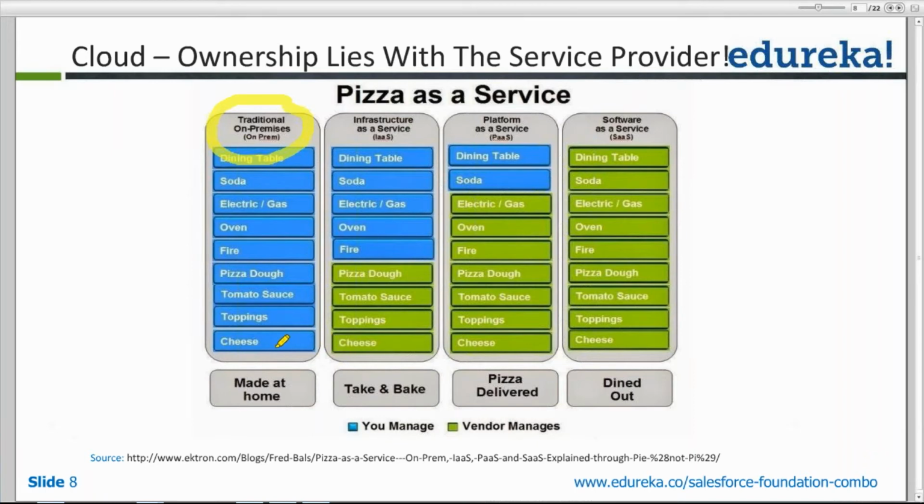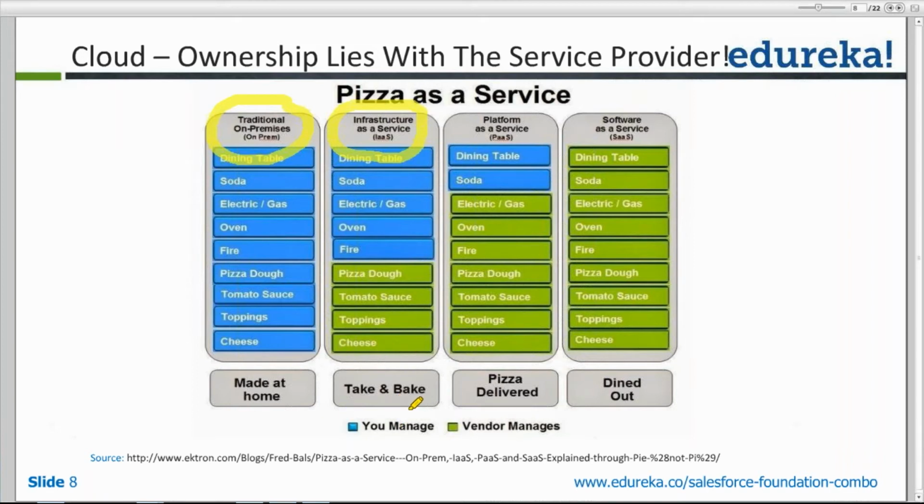So right from the raw material that is required to bake a pizza, cheese, toppings, tomato sauce, pizza dough, that is the pizza base, and the wire media. You will need some wire media to bake the pizza, fire, oven, electric gas, right? And then you'll add on some soda, etc. And then finally have it on a dining table. So everything you manage. Everything you manage.